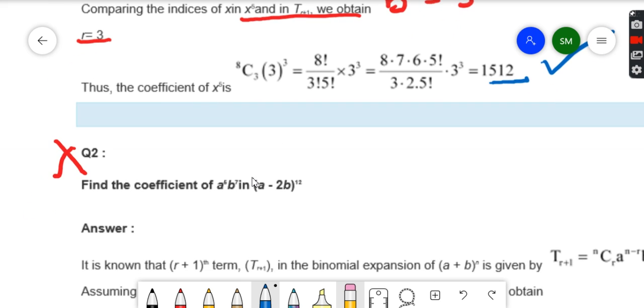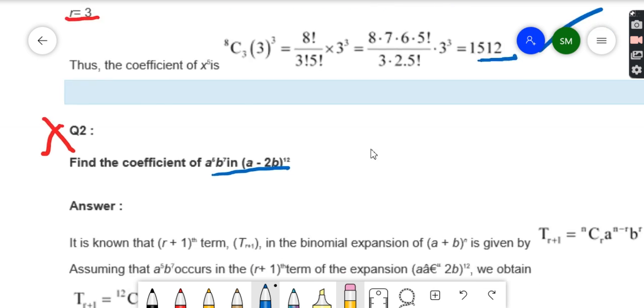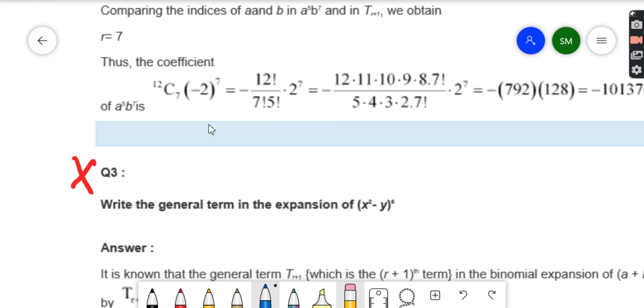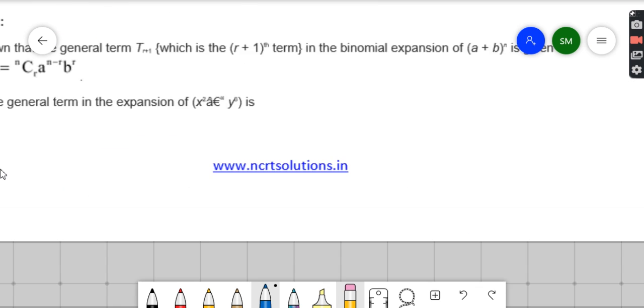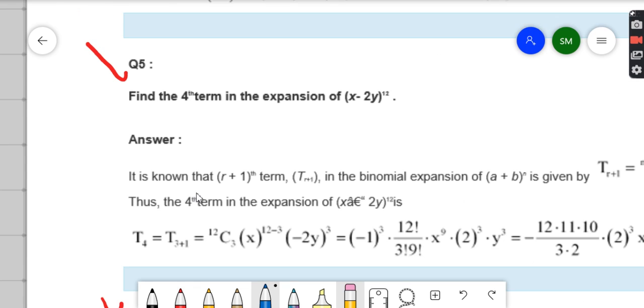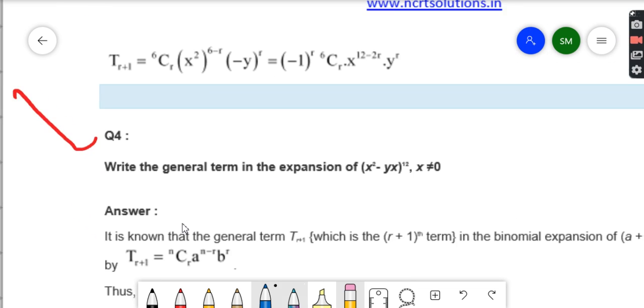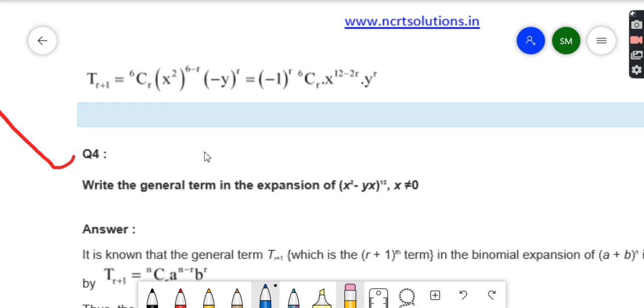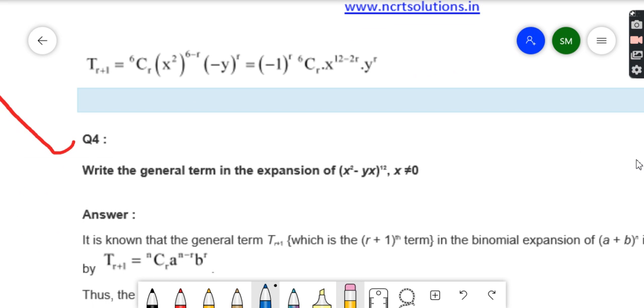Alright, now this is the same question. Find the coefficient of a raised to 5, e raised to 7. Similarly, you can expand. Now I am calculating question number 4 straight away, because third and fourth are the same once again. So question number 4. Okay, write down the general term. Actually this question should be first, because this is your starting point.